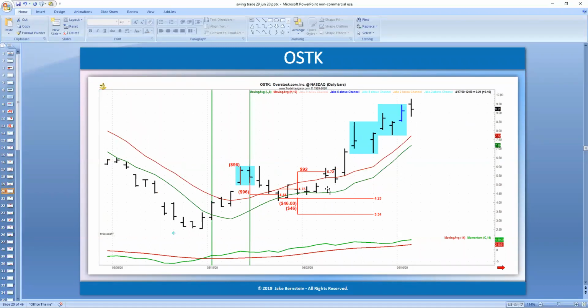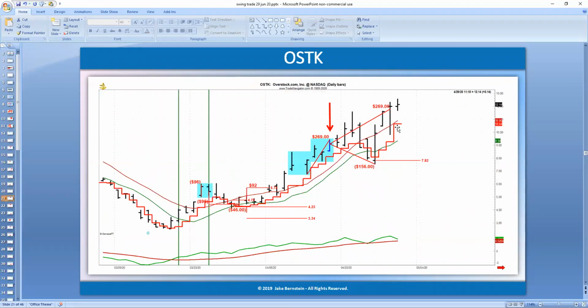Overstock. And what I want you to see, as boring as it may be, is the consistency of the pattern. Buy setup, buy trigger, entry, target, target 2, big move over here, which you capture with the trailing stop. And how does that look? Looks like this.